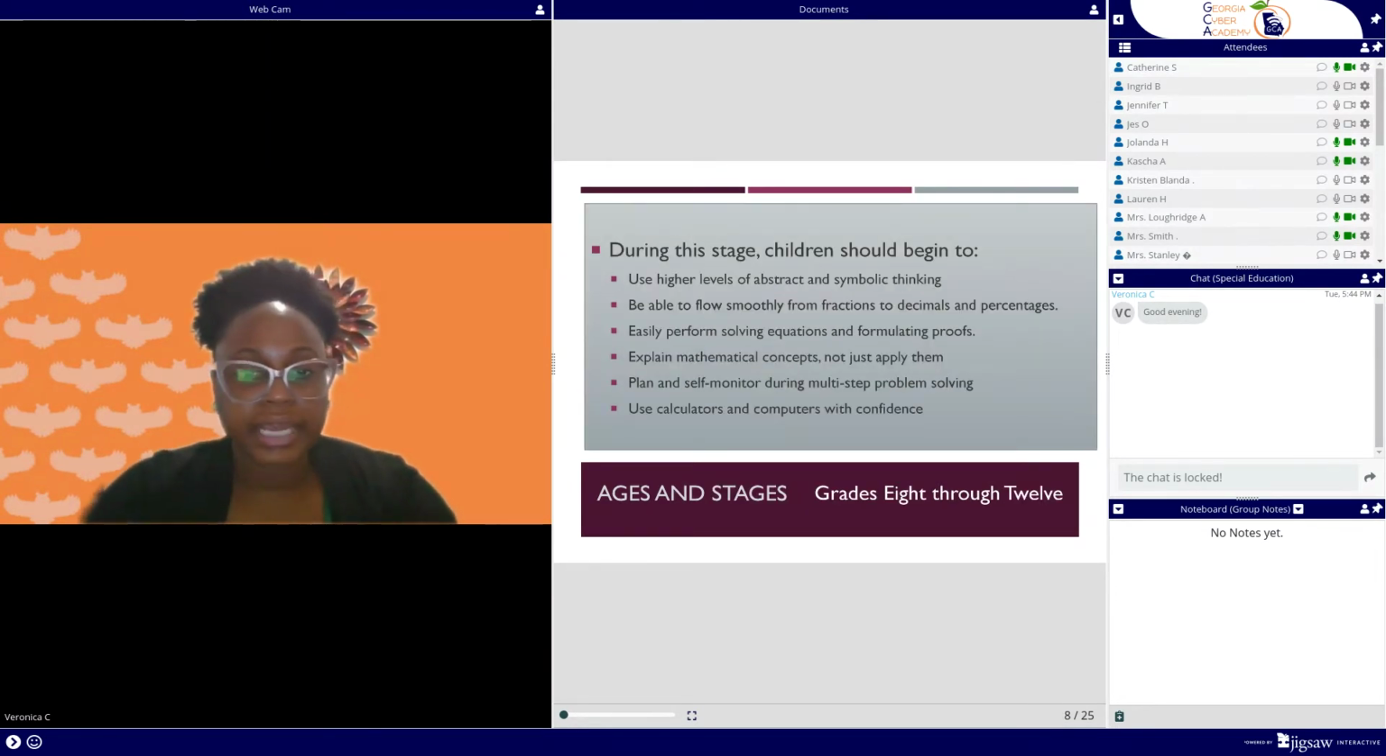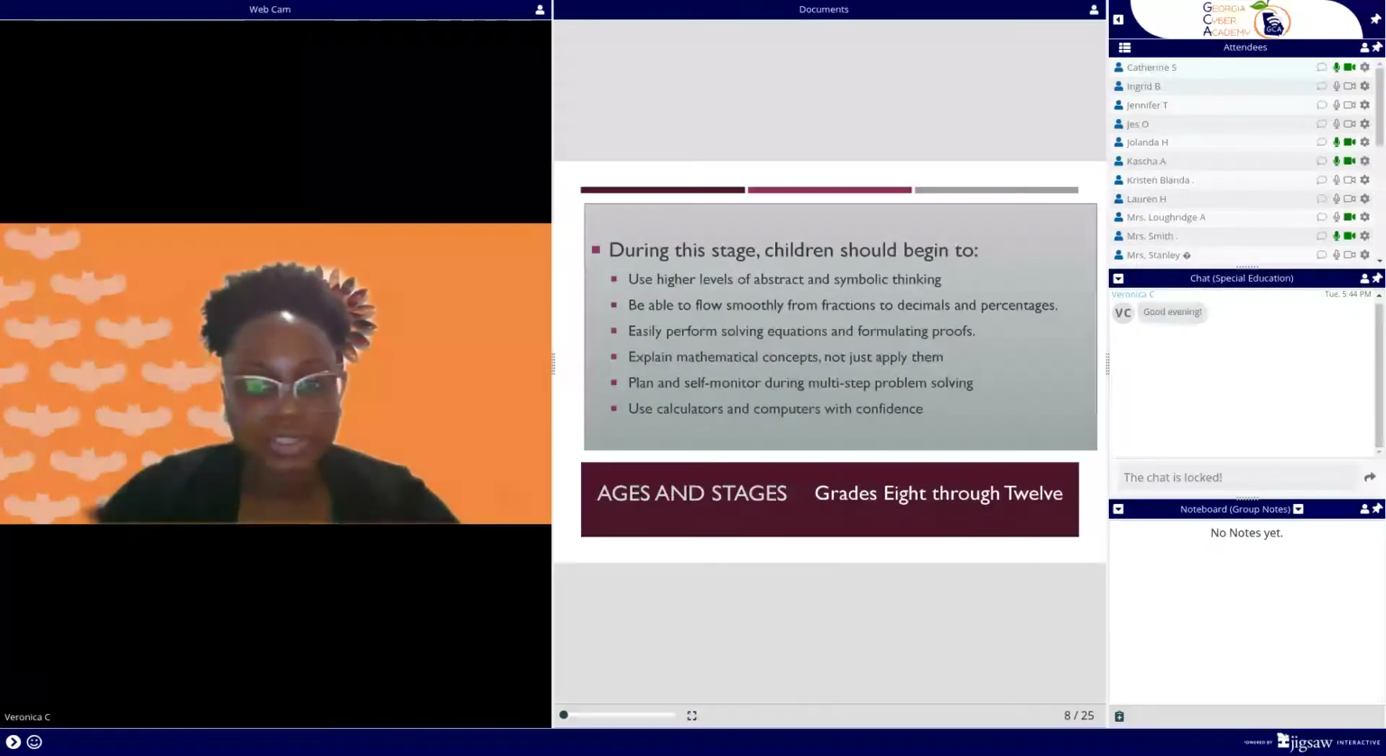In grades 8 through 12, we're using higher levels of thinking in math. We're able to flow smoothly from fractions to decimals and percentages. We're easily performing and solving equations. We're able to explain mathematical concepts. We're able to plan and self-monitor during multi-step problem solving. That's kind of sometimes making sure, hey, I made an error here. I can go back and figure out where I made my mistake. And we're using calculators and computers with confidence at this stage.